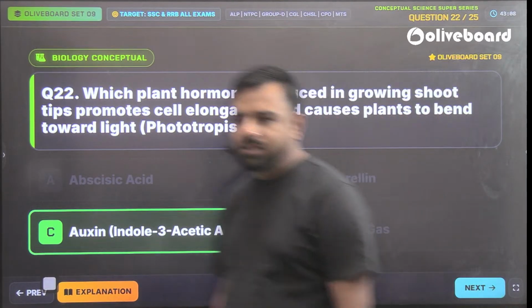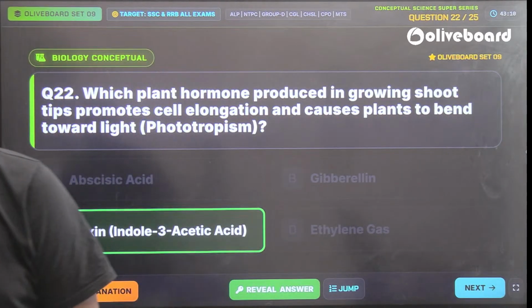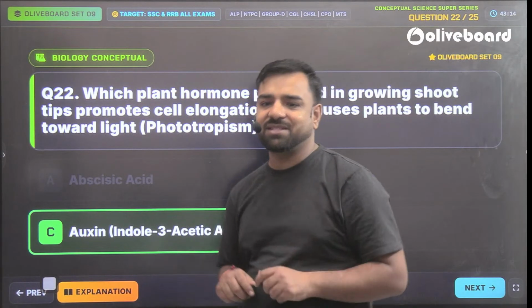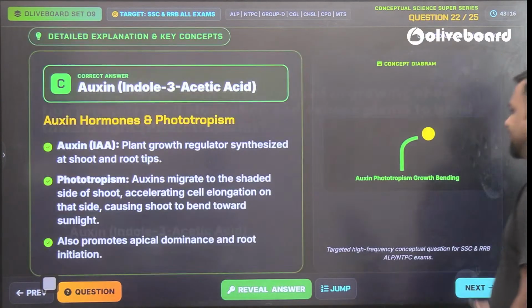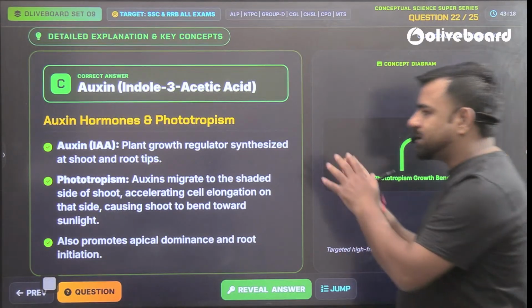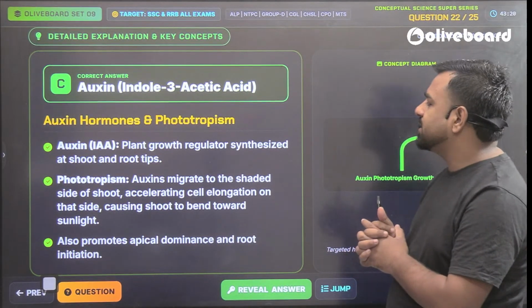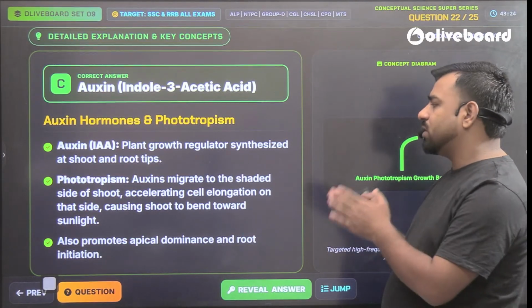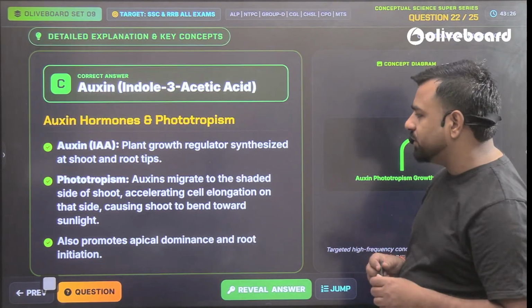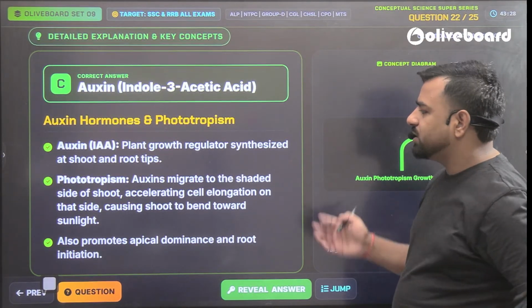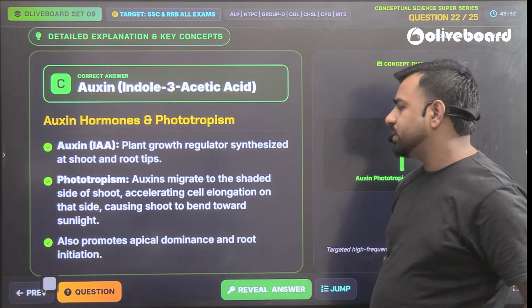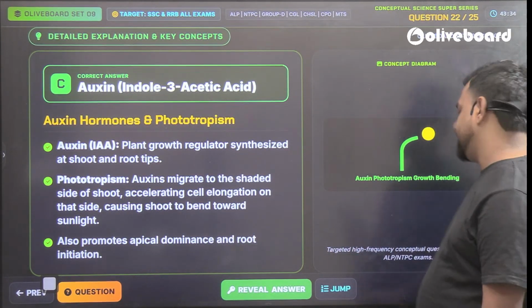What is the answer? This time no one was correct. Okay, no worries. So this time the correct answer was option number C, that is auxin. And more about it, it's a plant growth regulator that is synthesized at the shoot and root tips. What is phototropism? The auxins migrate to the shaded side of the shoot, accelerating cell elongation on that side, causing the shoot to bend towards the sunlight. And it also promotes apical dominance and root initiation.